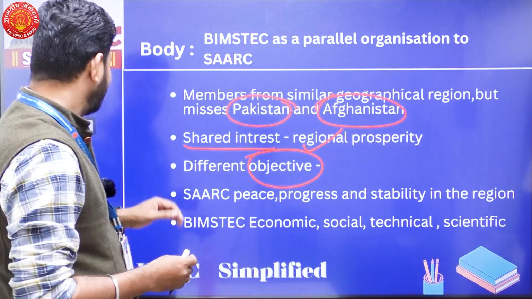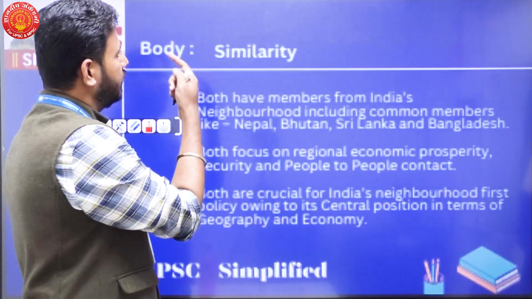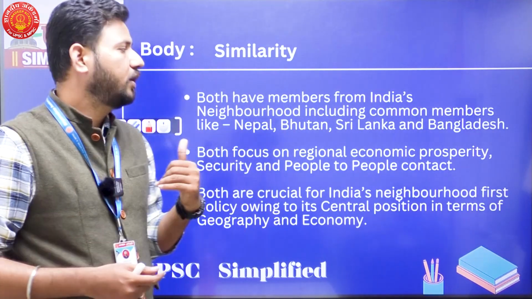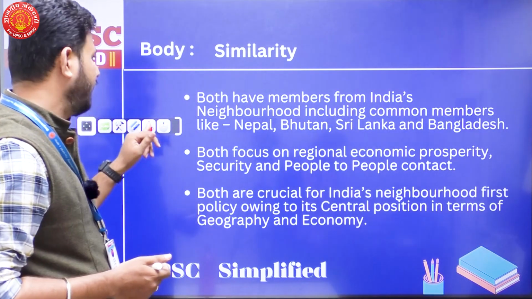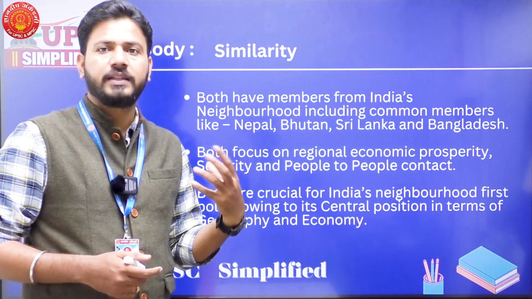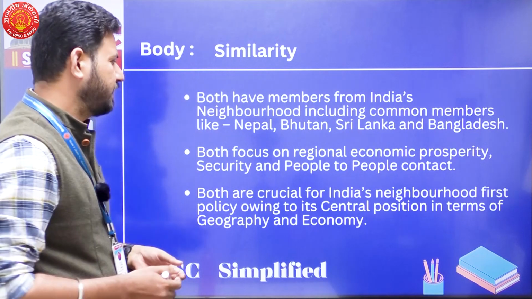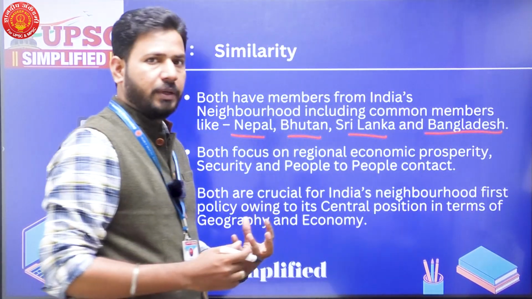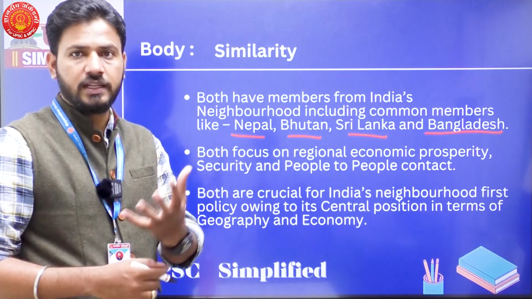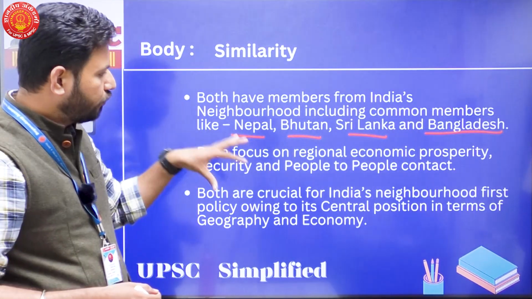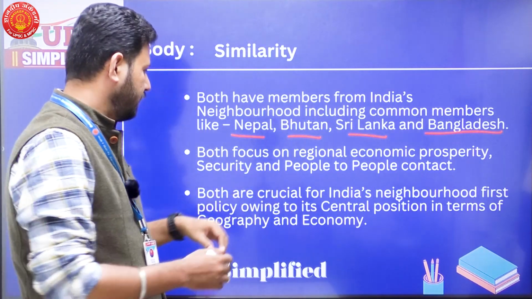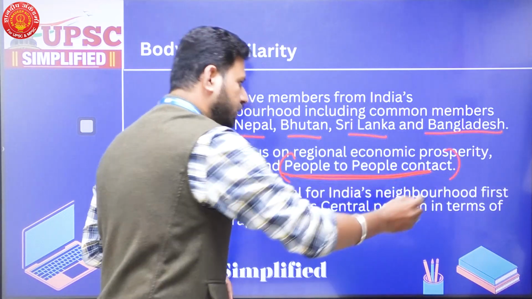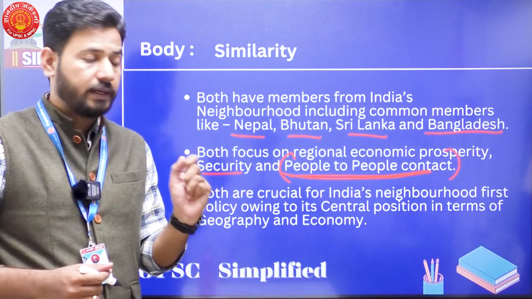Now, the second part of the question you need to focus on is the similarities between SAARC and BIMSTEC. So the first is that both have members from India's neighborhood. Now you can name them precisely. Nepal, Bhutan, Sri Lanka, and Bangladesh are the members which are part of SAARC as well as BIMSTEC. Then both focus on regional economic prosperity, security, and people-to-people connect. This is again important. Both these organizations focus on people-to-people connect.